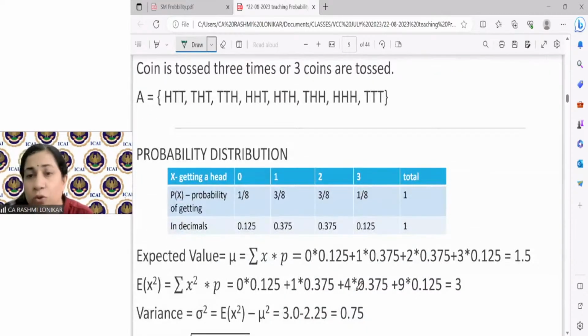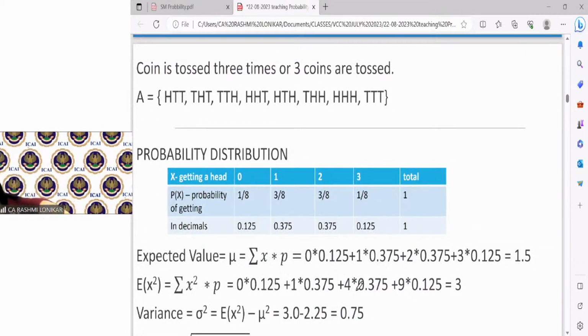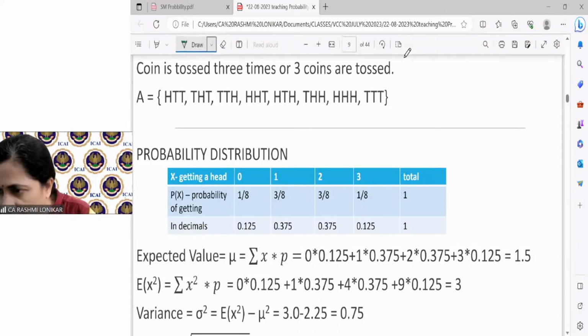Here I have shown you what happens when we are flipping three coins. You can refer to this slide. This is a very important slide. It gives you the understanding of, it's a summary of the whole chapter on probability. So when I flip three coins, what are the possibilities? I can get zero heads, one head, two heads, or three heads.